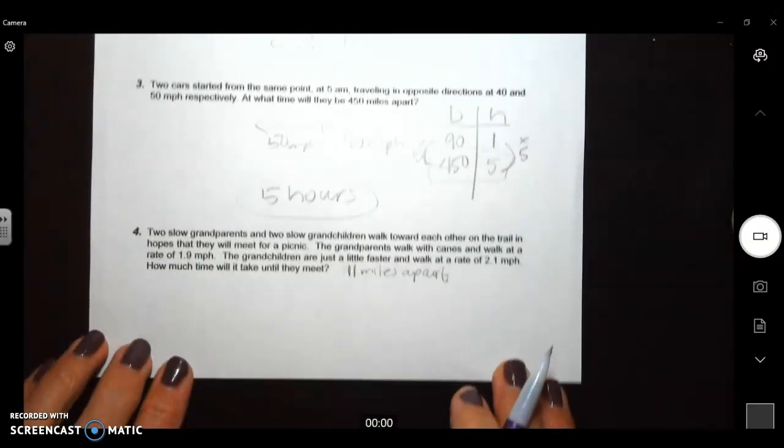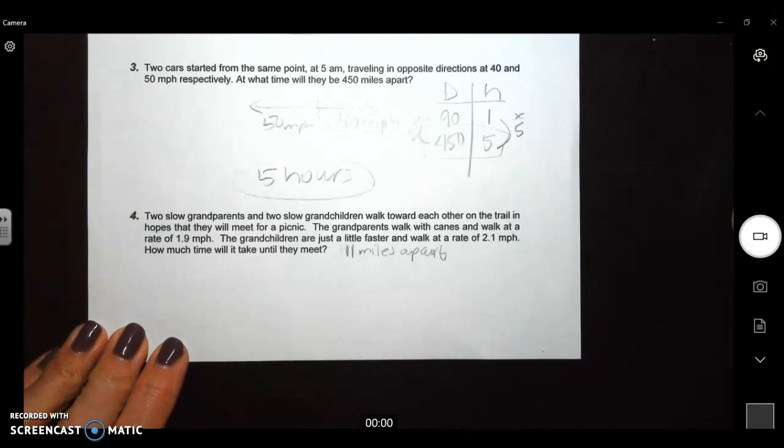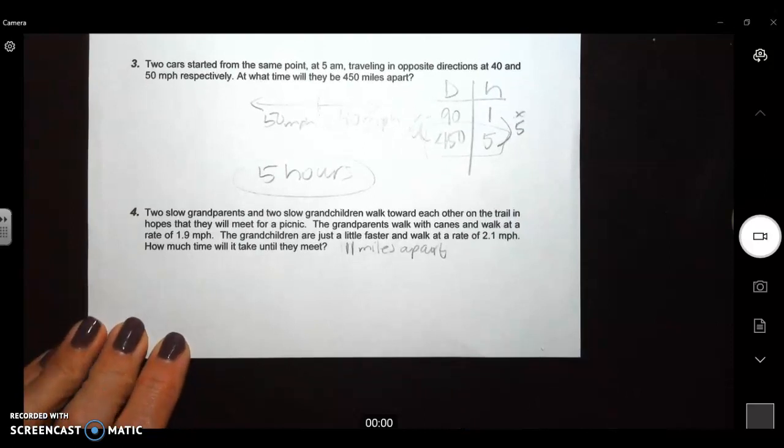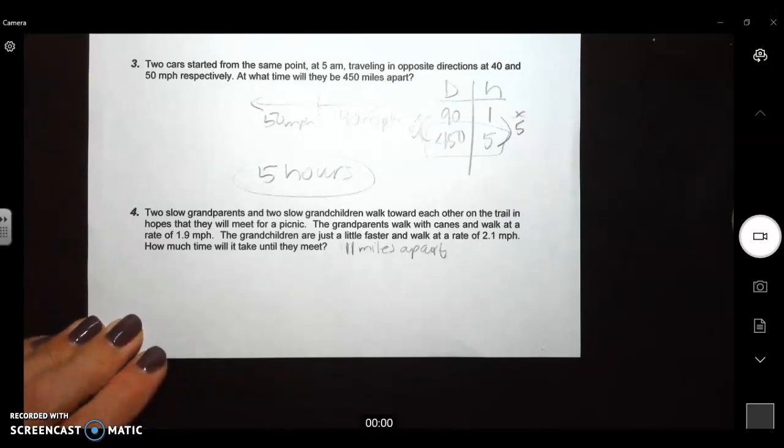Okay, our last one, number 4. I write, you write. Write this down. Draw pictures just like I am. 2 slow grandparents and 2 slow grandchildren walk towards each other on the trail in hopes that they will meet for a picnic. The grandparents walk with canes and walk at a rate of 1.9 miles per hour. The grandchildren are just a little faster and walk at a rate of 2.1 miles per hour. How much time will it take until they meet?